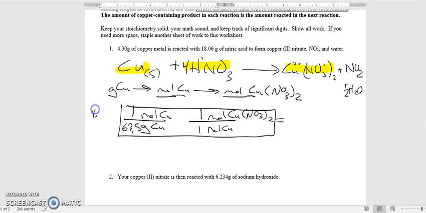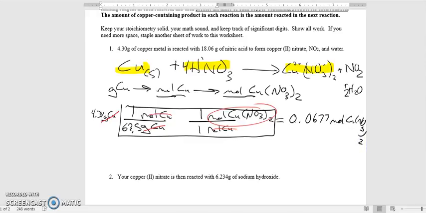And we start with 4.3 grams of copper. And we just make sure everything cancels appropriately. So, red pen. Grams of copper on top, grams of copper on bottom. Moles of copper on top, moles of copper on bottom. Everything checks out. We do the math. And when we multiply, 4.30 times 1 times 1 divided by 63.5, we end up with 0.0677 moles of copper 2 nitrate.